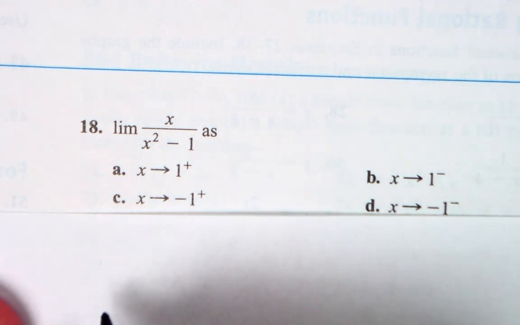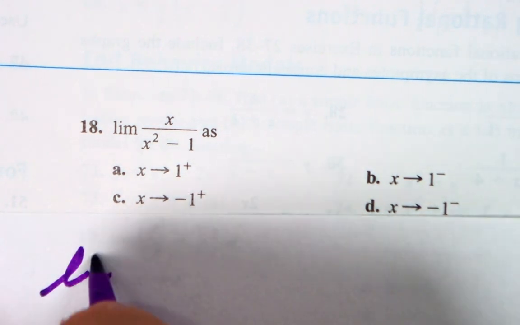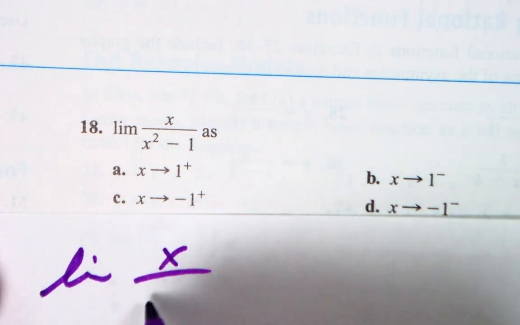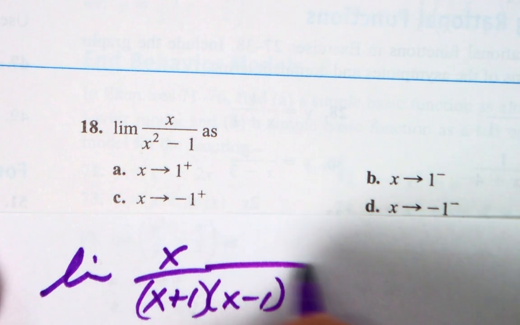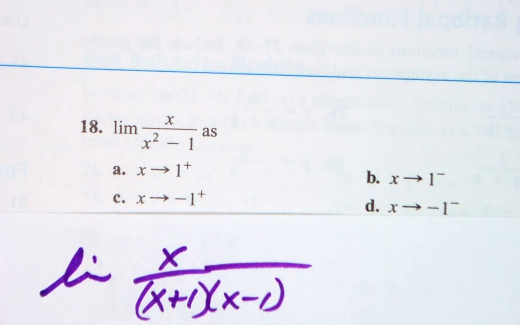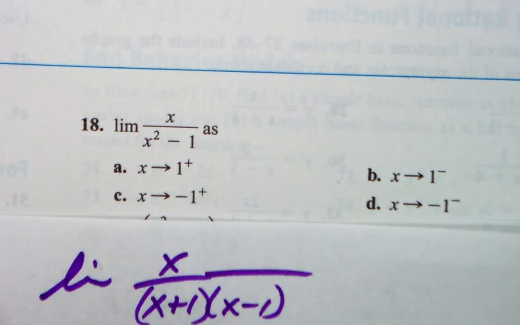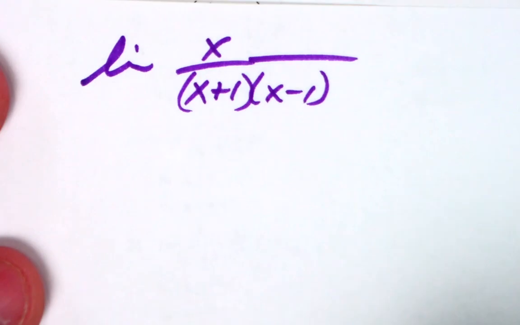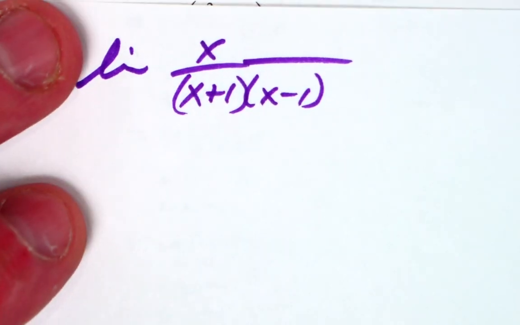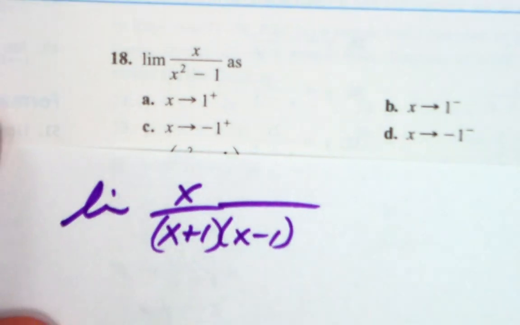What might be helpful on 18 is to factor this. Okay? So let's talk about what's going to happen at each one of these. As x approaches 1 from the positive side. Okay? Well, let's go ahead and zoom out just a little bit.